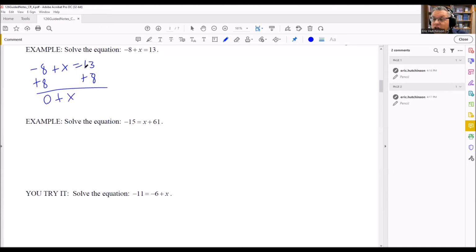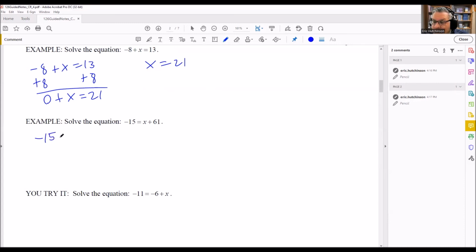0 plus x. And then we have on this side 13 plus 8 gives you 21. So our answer is going to be x equals 21. It doesn't require you to do a check on your answer, but you could just put it in there and mentally do it. Negative 8 plus 21, you should get 13 as your answer there. Next one, negative 15.